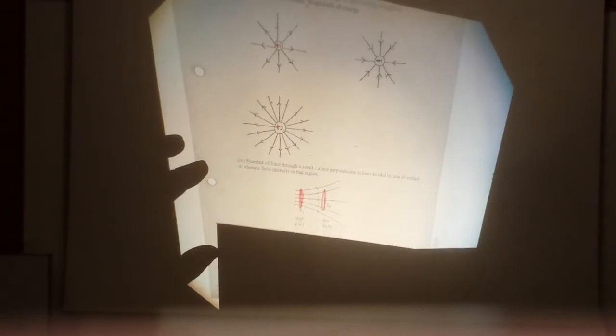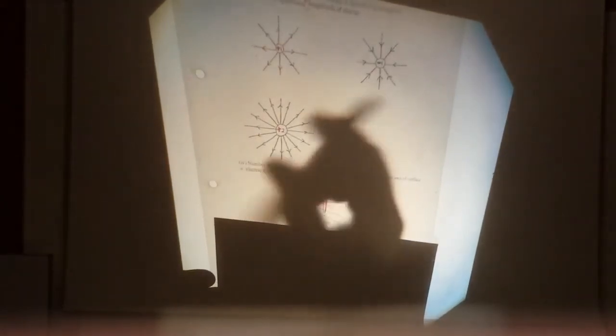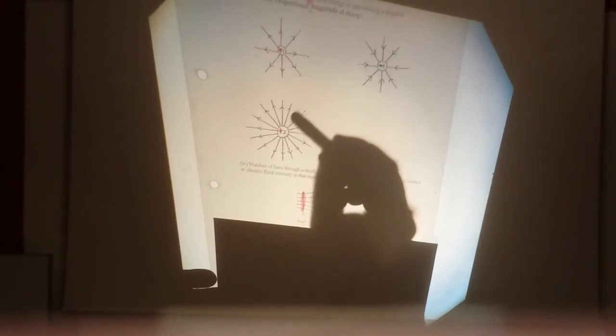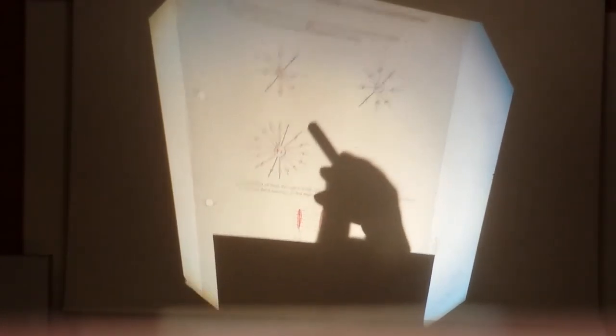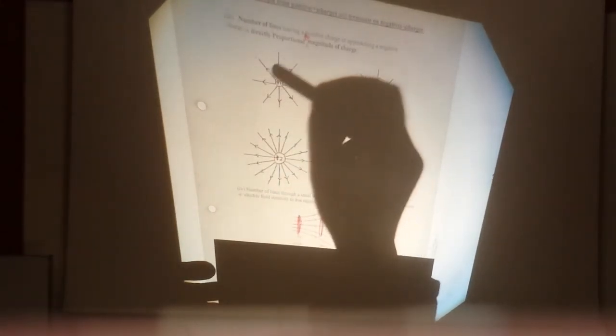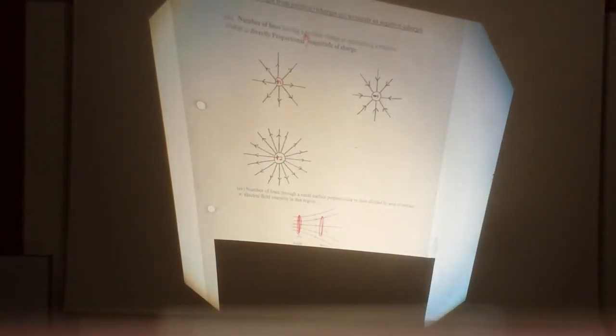So now, last thing. Carefully, plus 2, you can see the lines. Lines of electric field always radiate from positive charge. Lines of electric field always go into negative charge. Okay. So therefore, we will start.